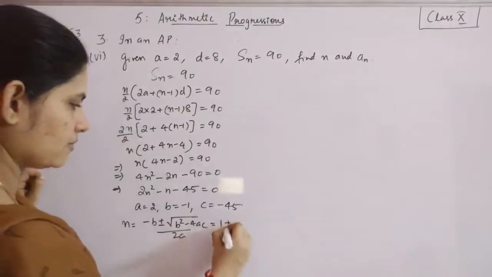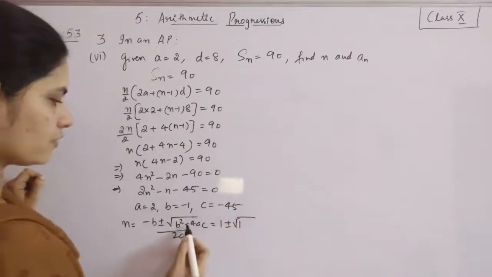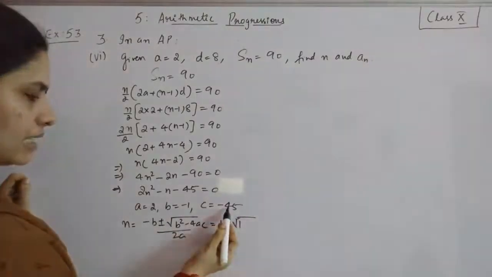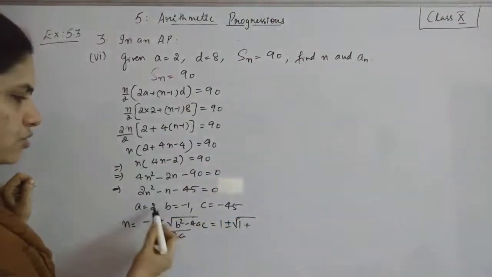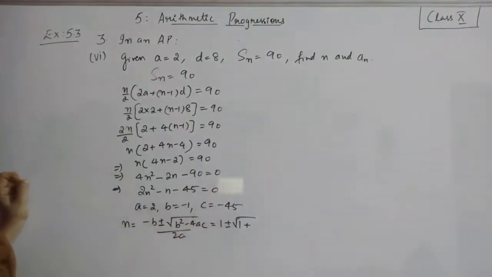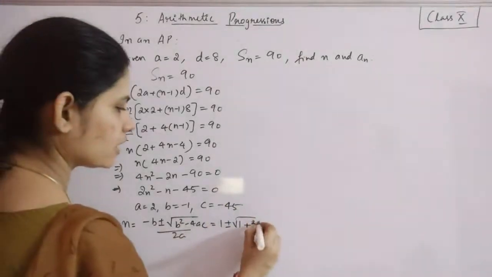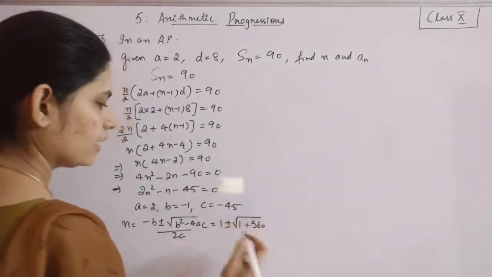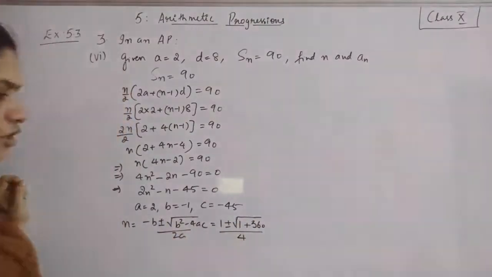So you get 1 plus or minus root of b square will give you 1, and minus of, but you have c to be negative, so it will become plus, and it is 4 into 2 into 45. So 4 into 2 into 45 means 45 into 8. 45 into 8 will give you 360, divided by 2a. A is again 2, so you will get denominator as 4.